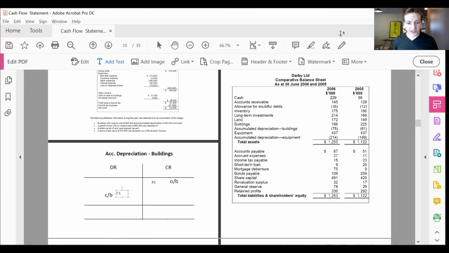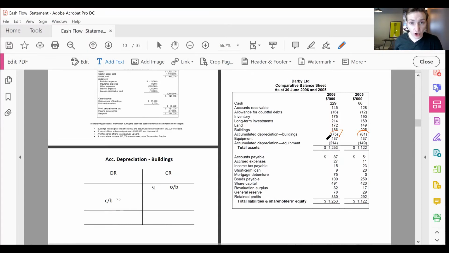We can see this because it is a contra account in the asset, so it's basically a contra asset. We then need to think about what things are going to increase or decrease accrued depreciation for buildings. It will increase if we have a depreciation expense, i.e., debit depreciation expense, credit accrued depreciation. Accrued depreciation will decrease if we have a sale. So let's see whether there was a sale here.